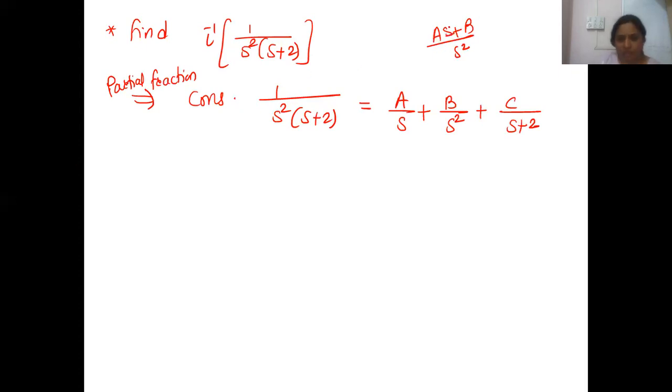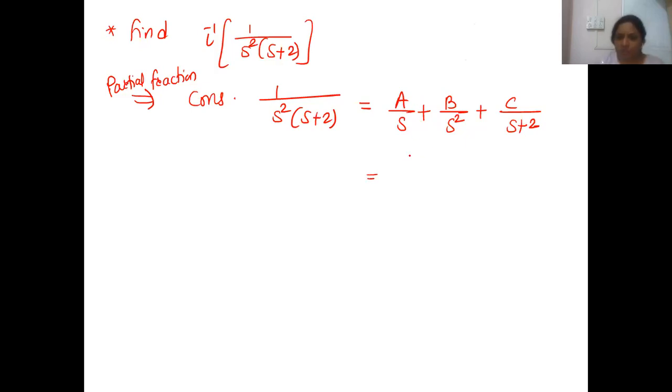Similar, see, one s will cancel here. If you separate, it is a upon s and this also is b upon s square, if you separate you will get the same. So it is up to you which one you use. Both are same. Okay. So then cross multiply.